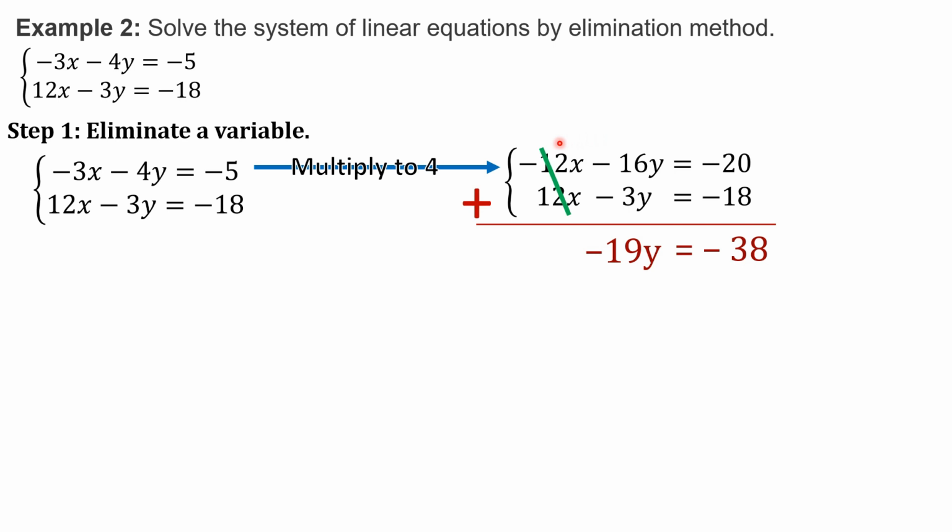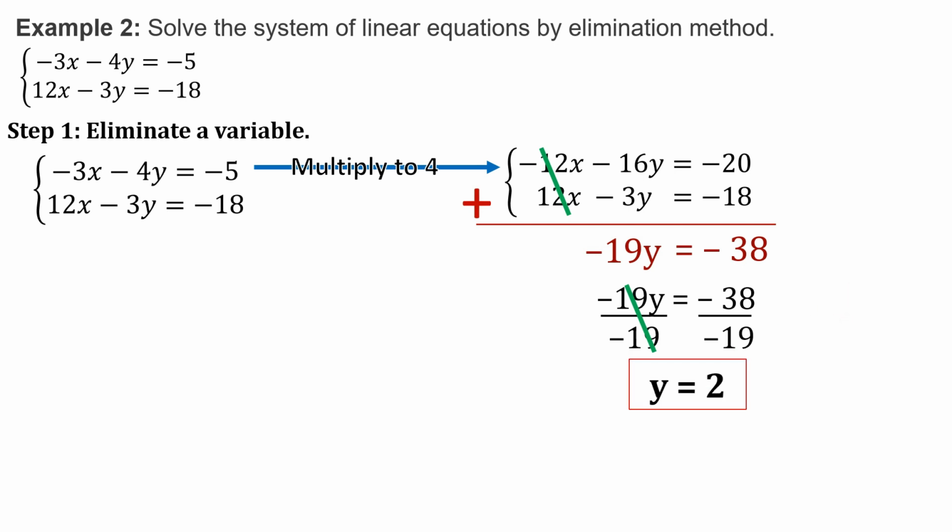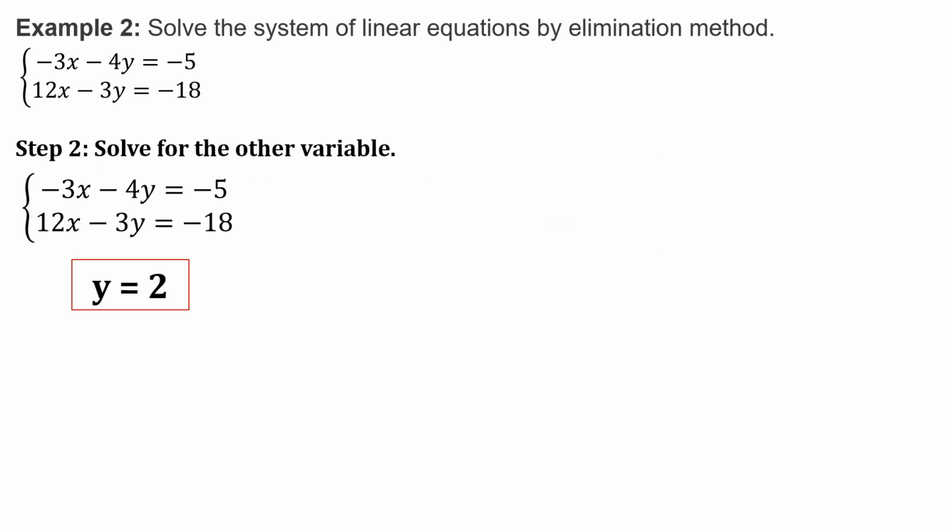Now, since we have eliminated the variable x, we are now solving for y. So to solve for it, we have to remove this negative 19 by dividing both sides by negative 19. Cancel negative 19, then 38 divided by negative 19, they are both negative, therefore the answer will be positive. So 38 divided by 19 is equal to positive 2. Therefore, the value of y is equal to positive 2. Since we already have the value of one of these two variables, we may proceed to step 2. Let us solve the other variable by using the value that we have obtained for y.